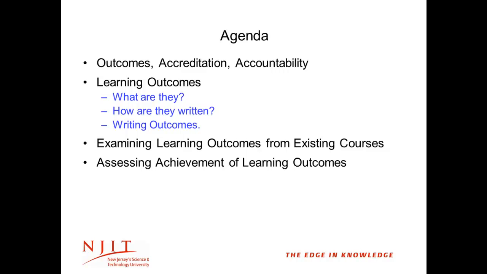We are all accountable for what we do in the classroom. We want to talk about learning outcomes, what they are, how they're written, and actually do some writing of them. We will examine some learning outcomes from existing courses and look at how we can improve existing outcomes and perhaps write new learning outcomes. And eventually we're going to talk about assessing the achievement of learning outcomes. It's one thing to have learning outcomes for students, but unless we assess whether or not the students actually achieve those outcomes, it doesn't make much sense and it's not much use.